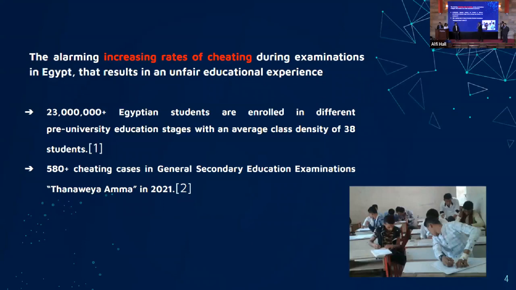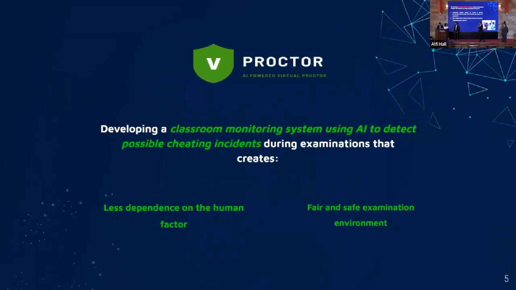So based on our research and the fact that there are 23 million students in the pre-university stages, and with an average of 38 students per class, it might be extremely difficult to monitor exams. Also, we found that in last year's exams in Thanawiya Amma, there were 500 plus cheating cases during the examinations, and that intrigued us and helped us realize that we need a solution.